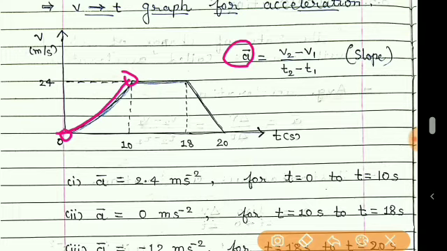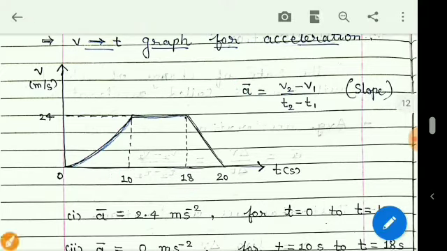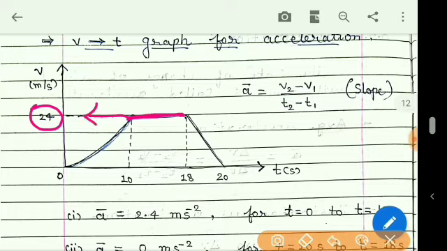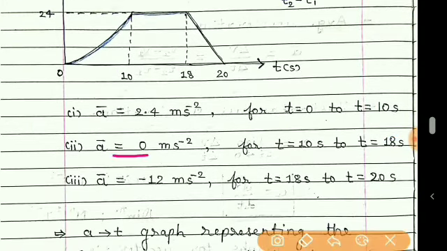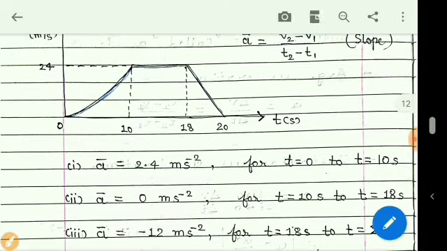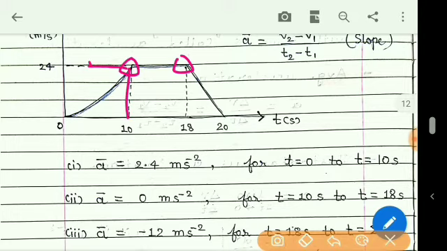But here from time t equal to 10 second to 18 second, the graph is a horizontal line, you can see here. And in that case a horizontal line is there, so velocity does not change, it will remain 24 only from time t equal to 10 to 18 second. So we get acceleration equal to 0 because velocity is constant. If we take the final velocity, then also it will be 24. If we take the initial velocity, then also it is 24.